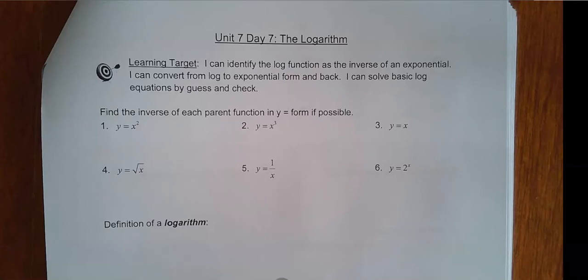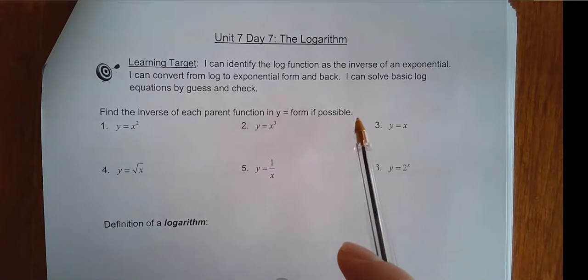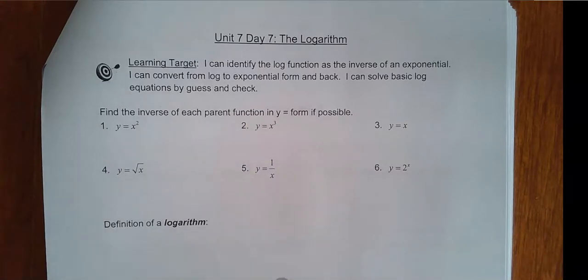So just real quick, a reminder of what inverse is. Find the inverse of each parent function in y equals form if possible. If you remember, inverses are functions whose x's and y's are switched. They're the exact opposite. So if you made a t-table, the x's of one function would be the y's of the other function. The y's of the first function would be the x's of the second function. So they literally have the exact opposite x and y coordinates that are solutions to their equations.